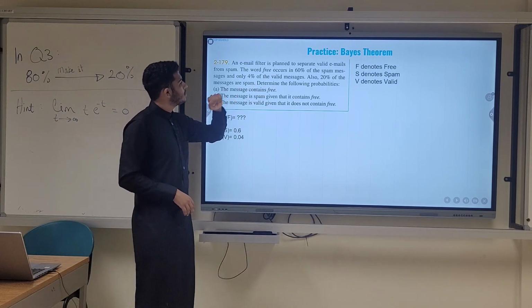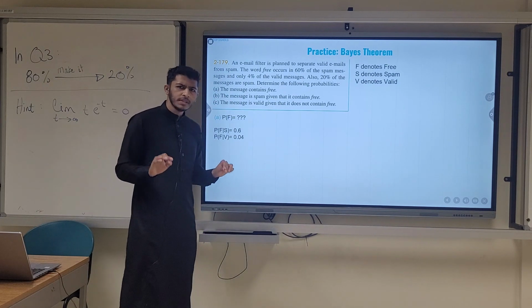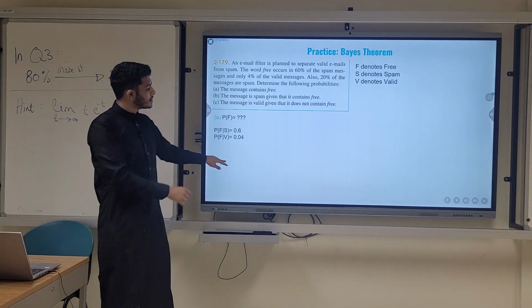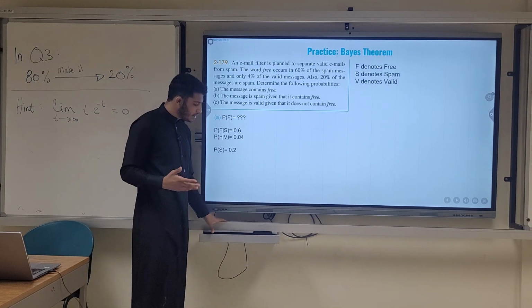So the last probability we have in the question here is that 20% of the messages are spam. So we know the probability of S, which is 20% or 0.2. But it did not give us the probability of V. How can we find it?